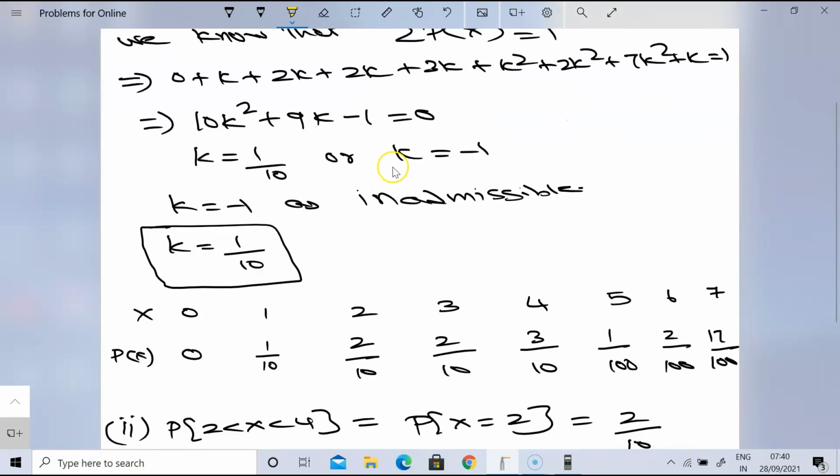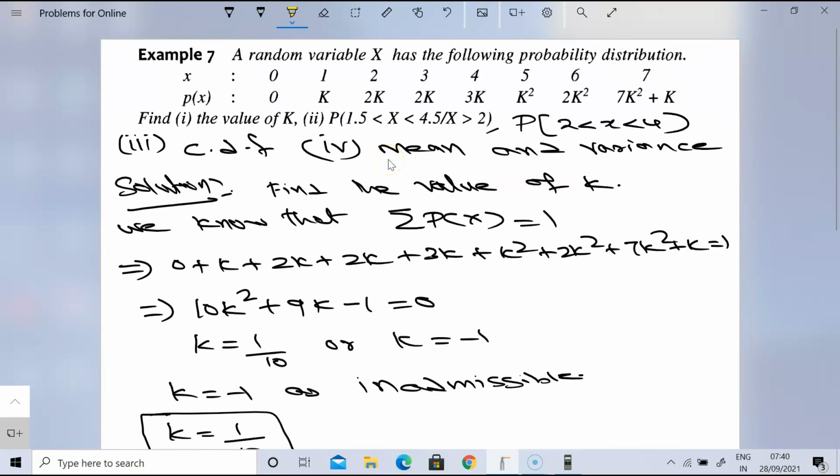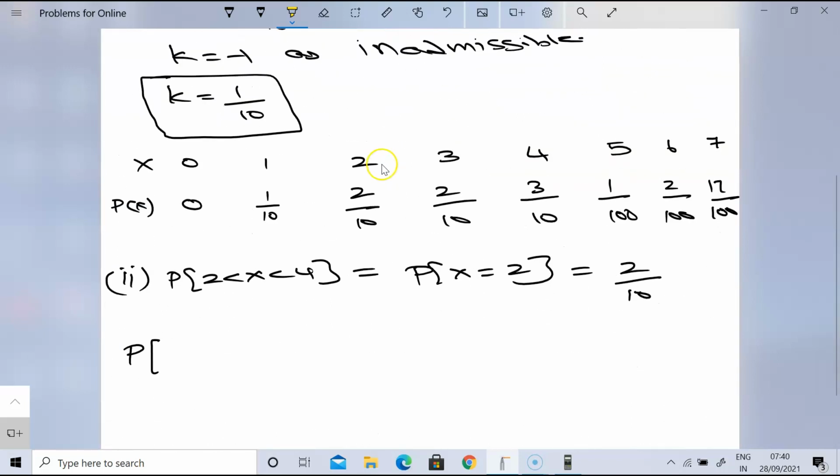Okay, so let me write it first of all. Probability of 1.5 less than x less than 4.5 given x more than 2. This is the condition. So now what I want here is the probability of this value.